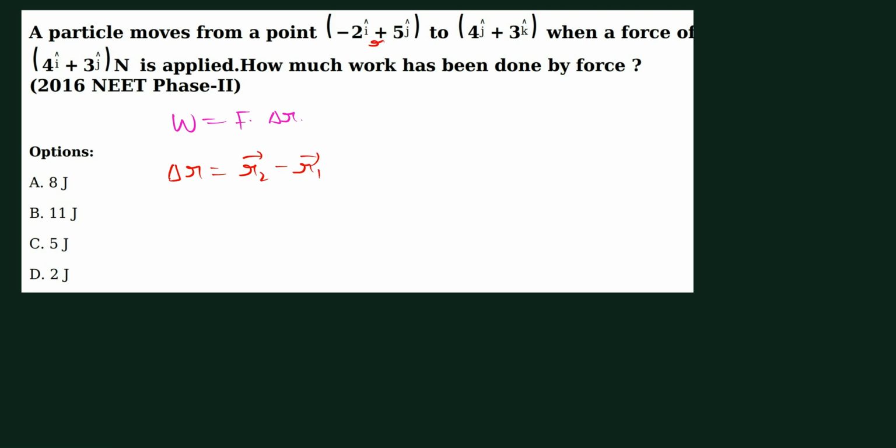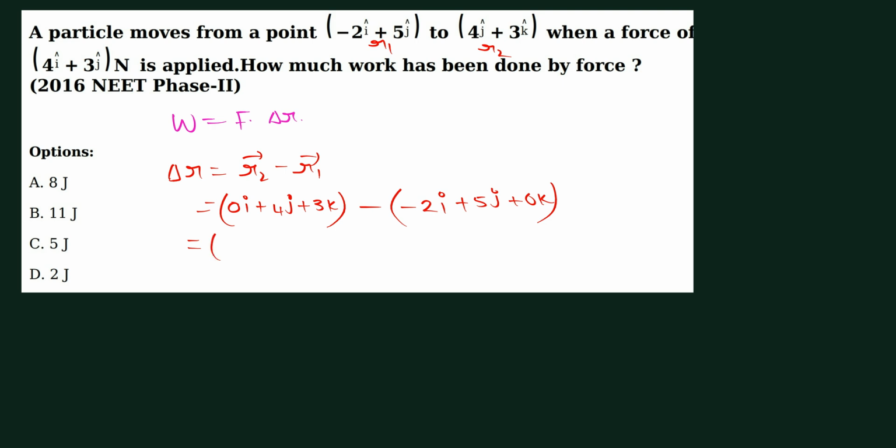Let us say this is R1 and this is R2. What is the R2 vector we have here? 4j plus 3k. There is no i term, so let us assume that is 0i plus 4j plus 3k, minus the R1 vector, which is how much? 2i plus 5j. There is no k term, so you write here 0k.